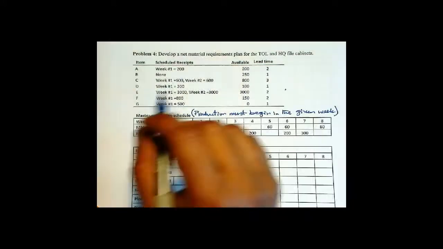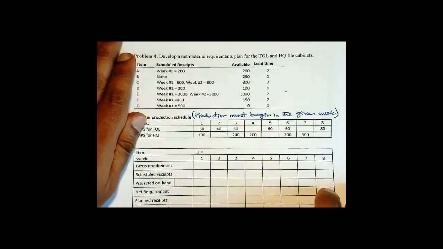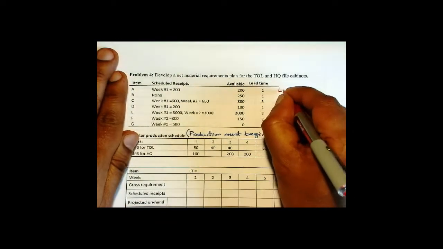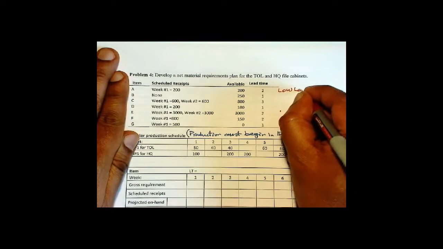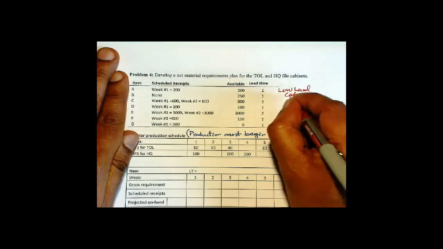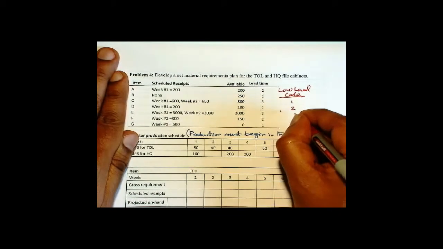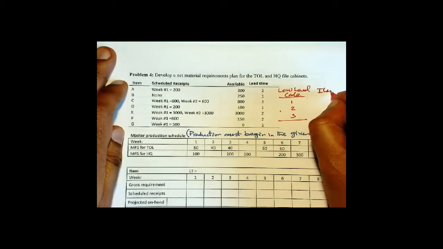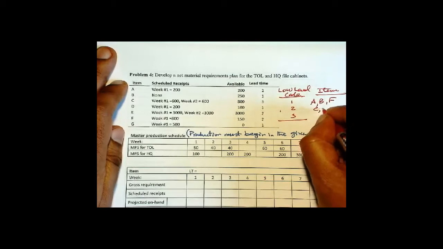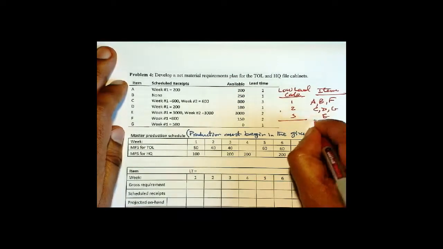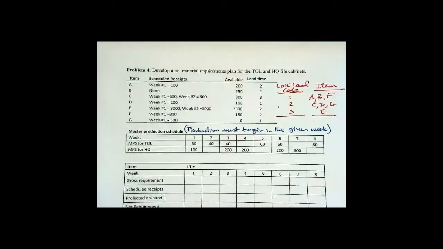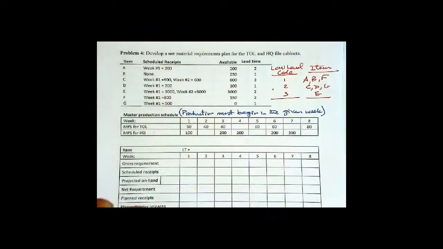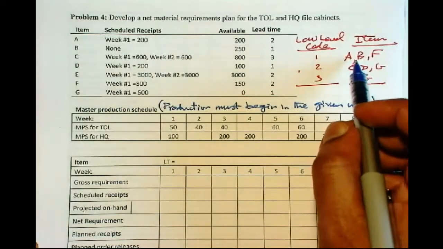Now once again, we have to do the computations in the low level code order. So we have low level code. Okay, we'll skip 0 because we know 0 is already, the master production schedule is already done. So A, B, F, C, D, G, and then E. So these are the items. So we have to do the computations in that order. So we begin with item A.